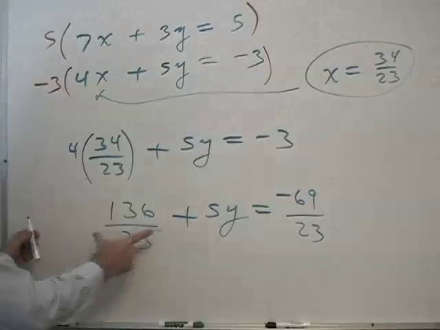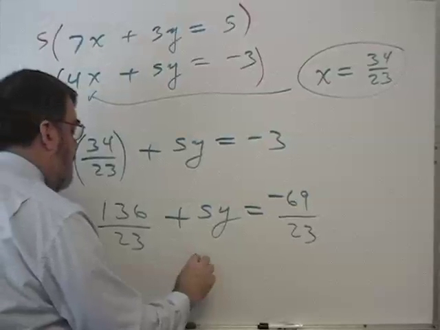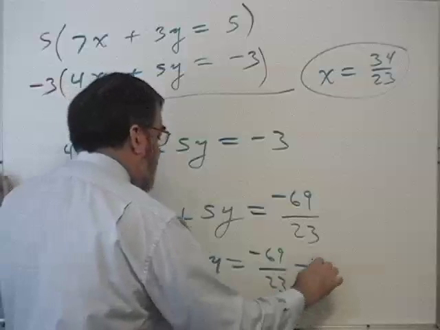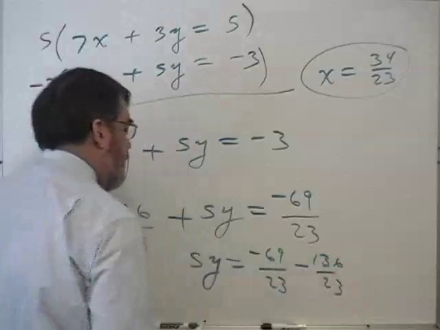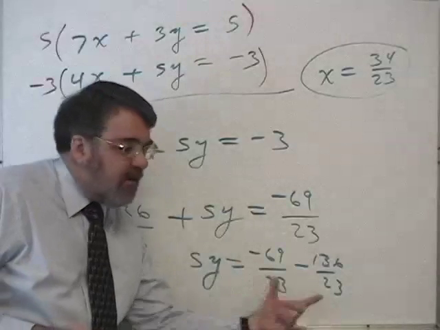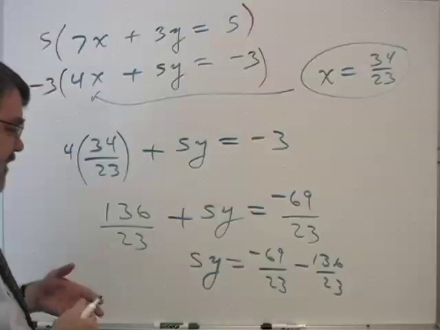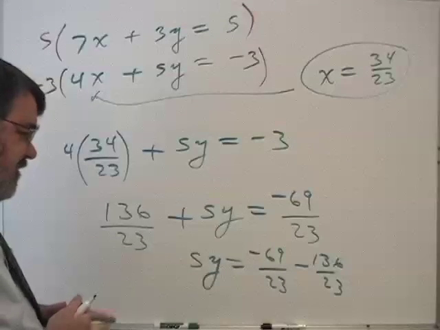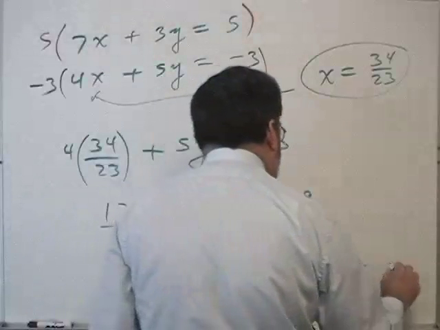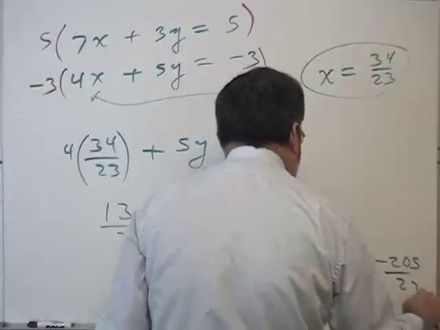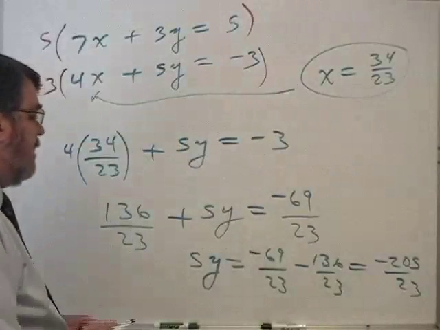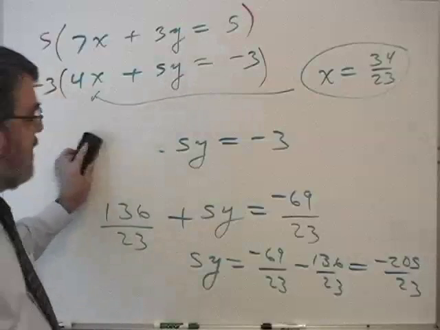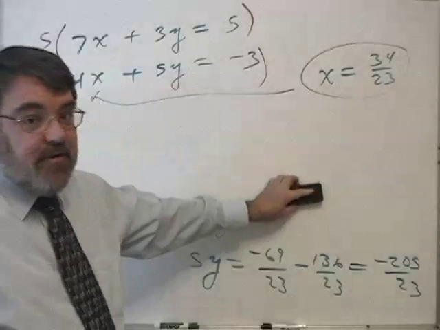So to solve for y, I'm going to subtract this number from both sides. 5y equals negative 69 over 23 minus 136 over 23. Both these are negative numbers over our common denominator. So negative 69 minus 136 is negative 205, I think, over 23. And let me make a little more room here, and hopefully I haven't made any mistakes. But we'll find out, because I'm going to check this answer.